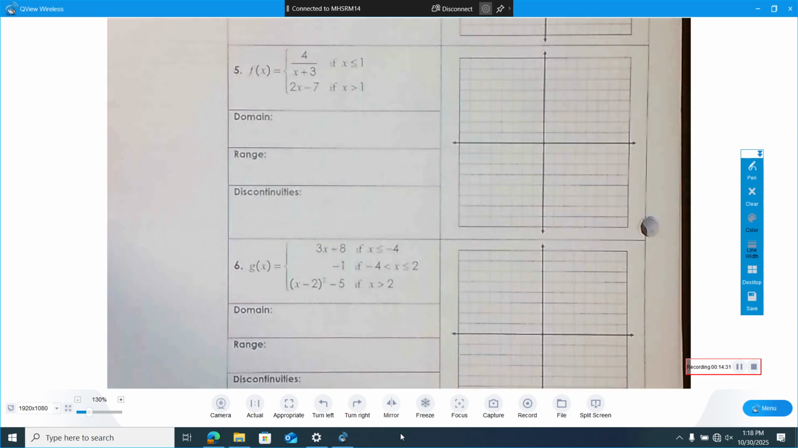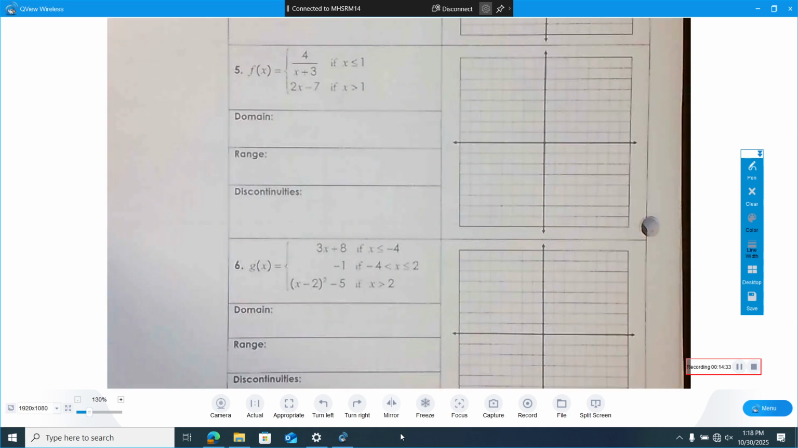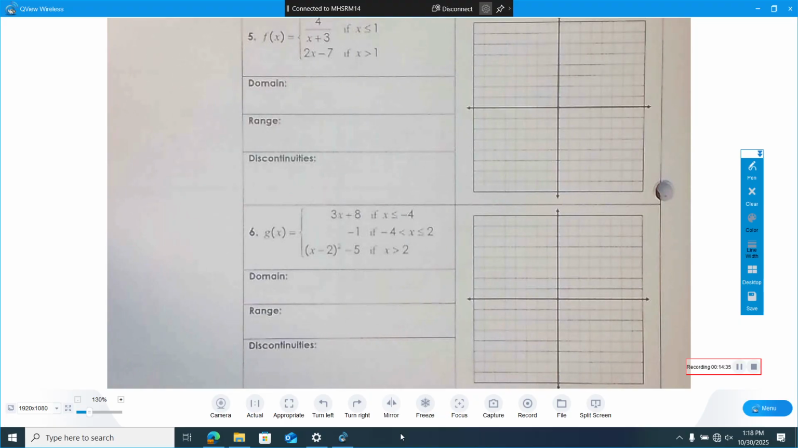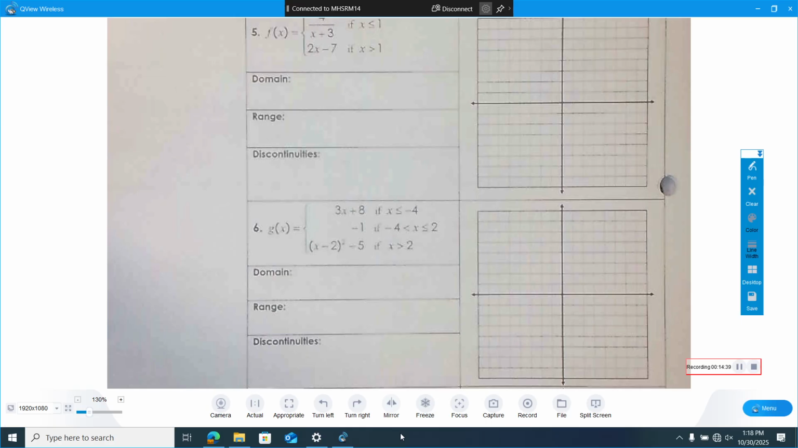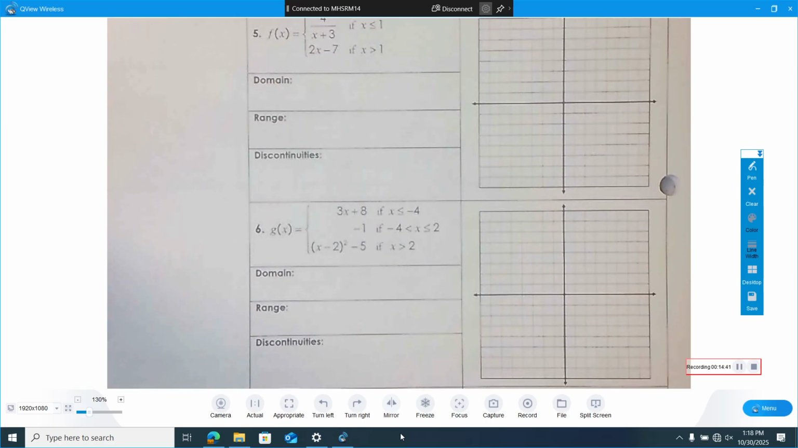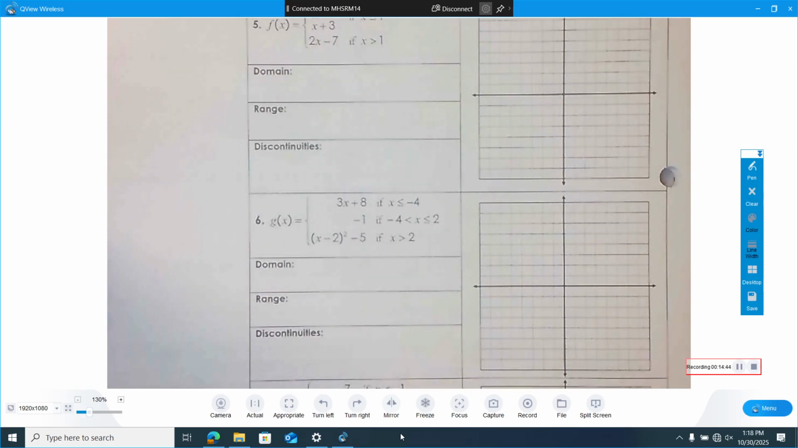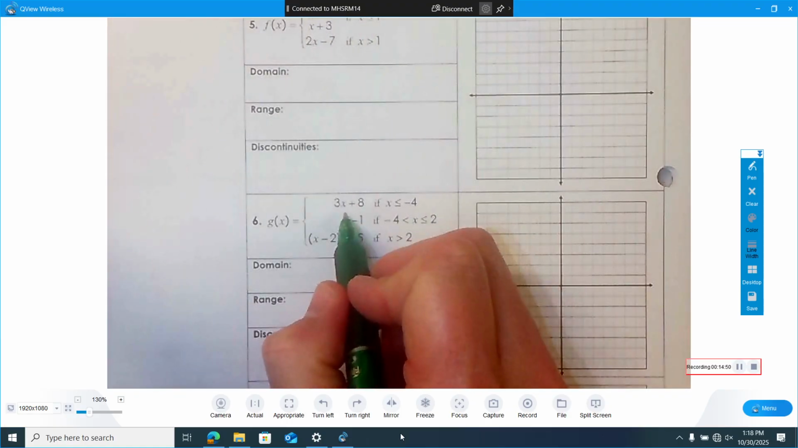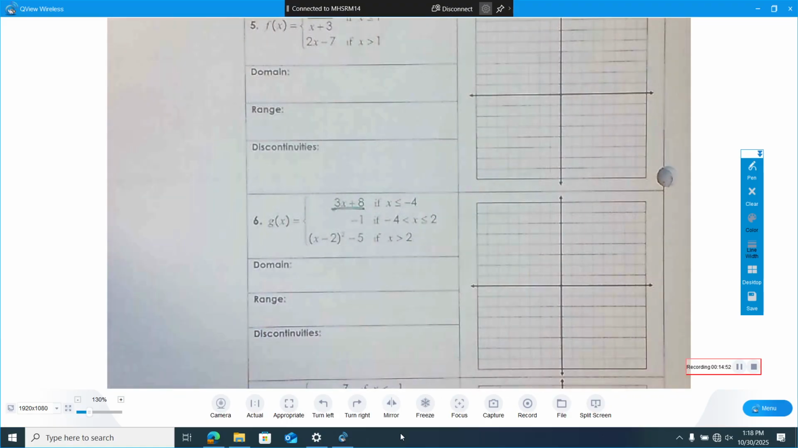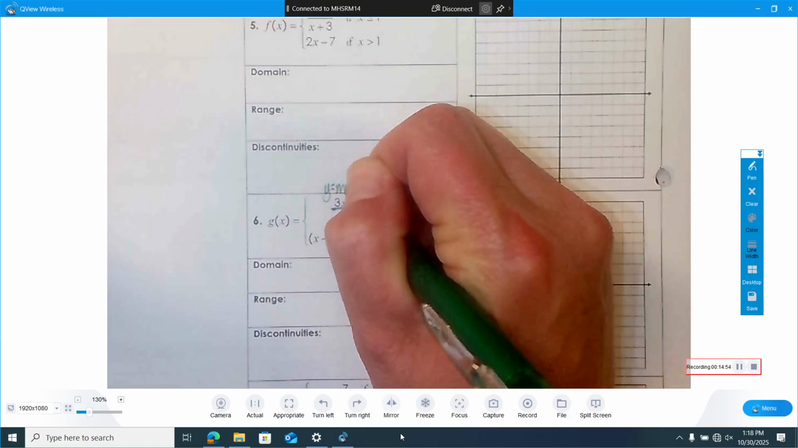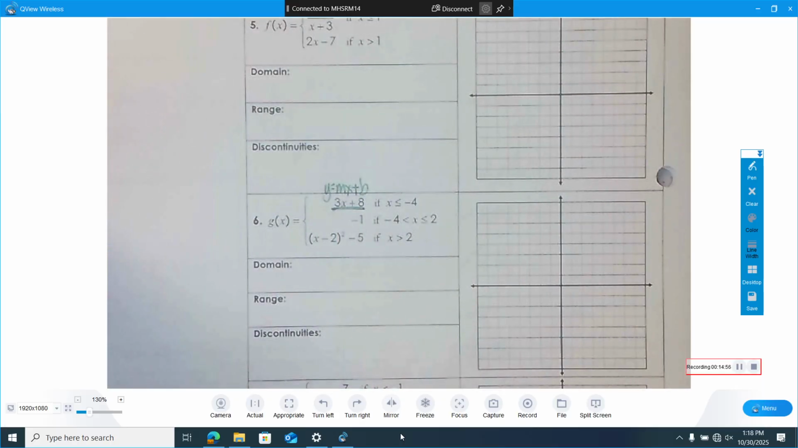Let's do number 6. All right, on number 6, I have 3 different pieces that I'm going to graph. And so I have a nice line here. Again, that is a y equals mx plus b straight line function. Little diagonal line. I have just a constant function.